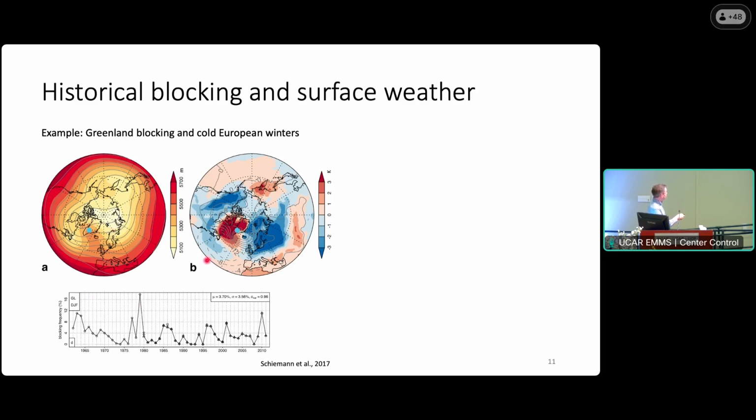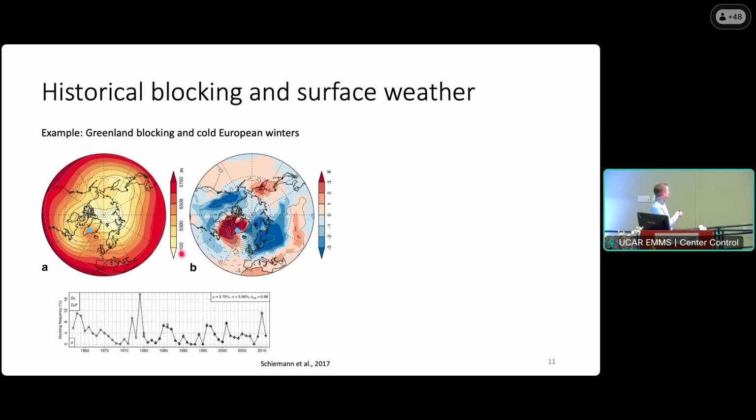On the right-hand side are the composites for the surface impacts. Over much of Europe, it is this sort of Greenland blocking that gives us the lowest temperature extremes. On the other hand, you get advection of warm air over Greenland itself. You can also see these surface pressure composite contours, showing that this sort of blocking is closely related to the NAO.